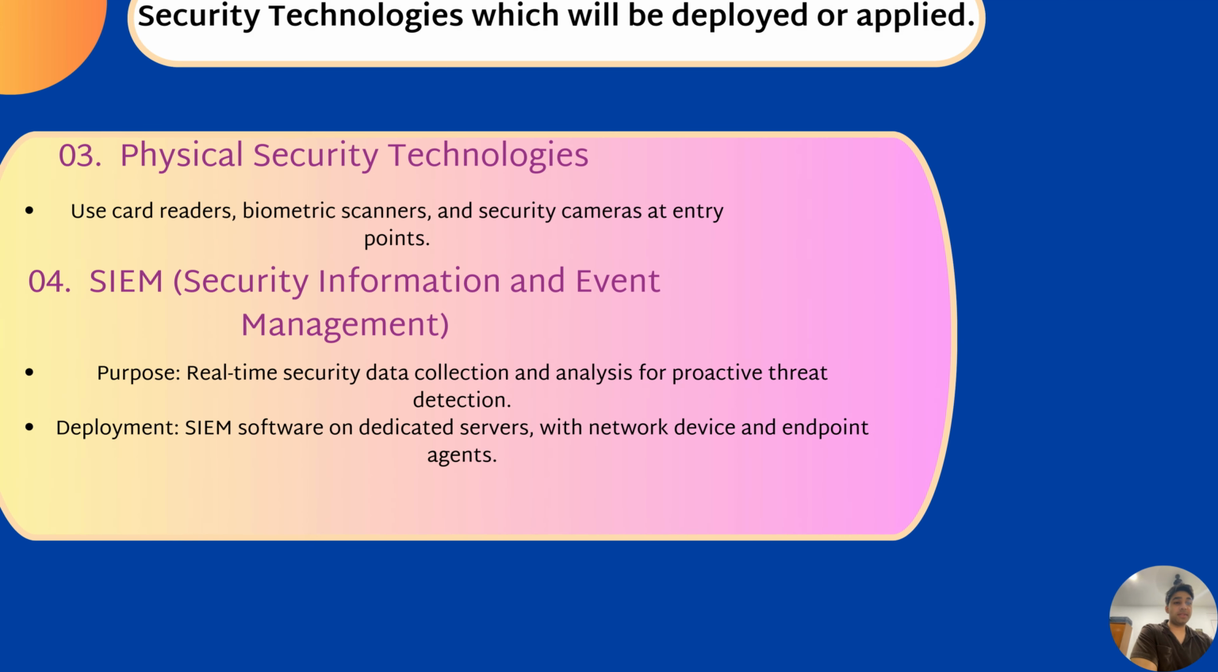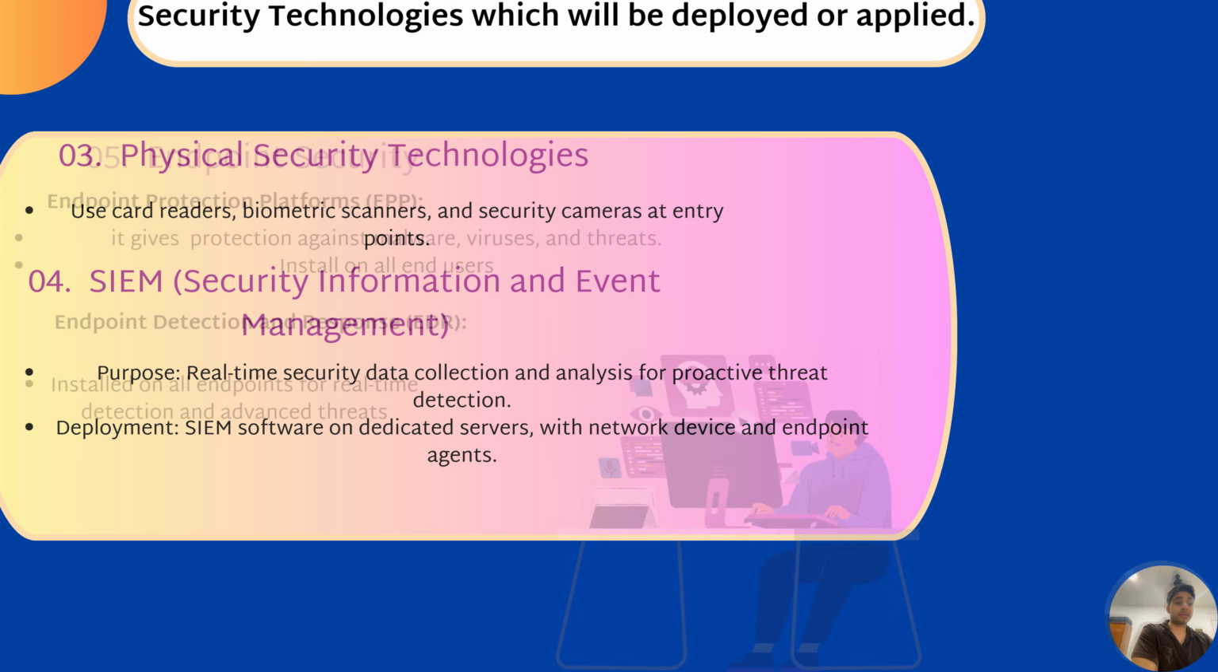The third would be physical security technologies. We'll be using card readers, biometric scanners, and security cameras at every entry point. And the fourth one is security information and event management. We'll be using SIEM software on dedicated servers with network device and endpoint agents.